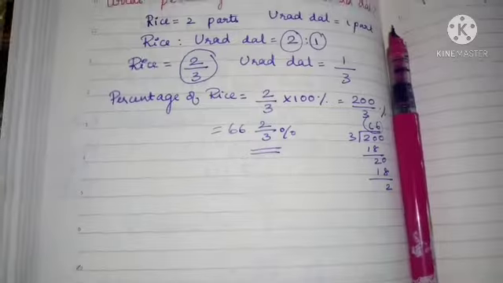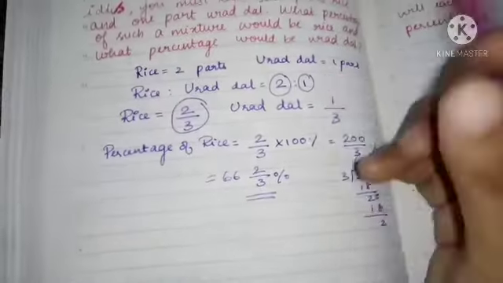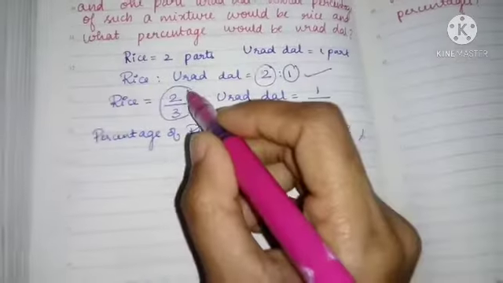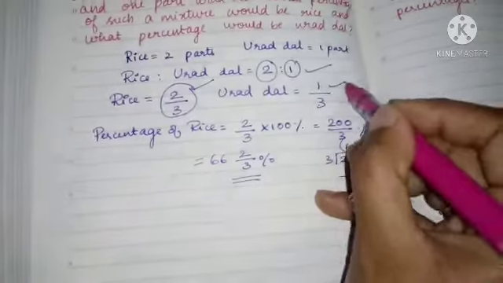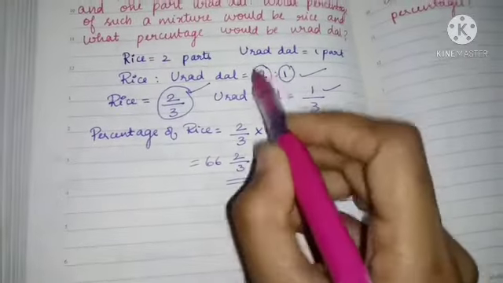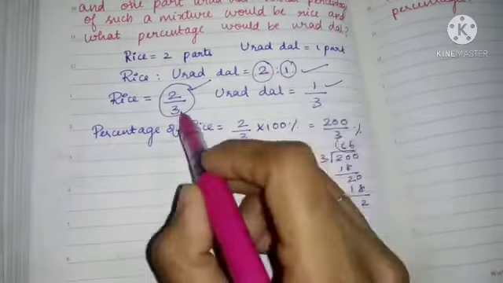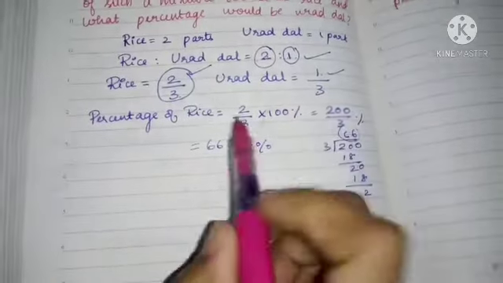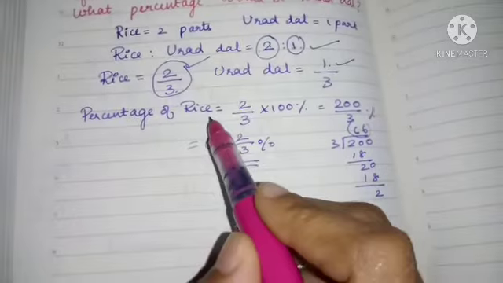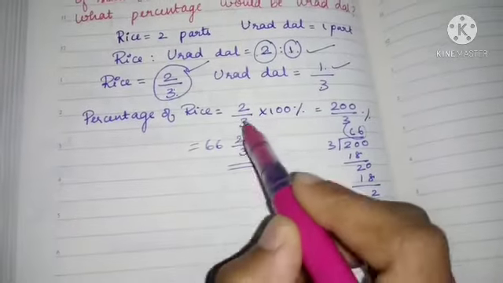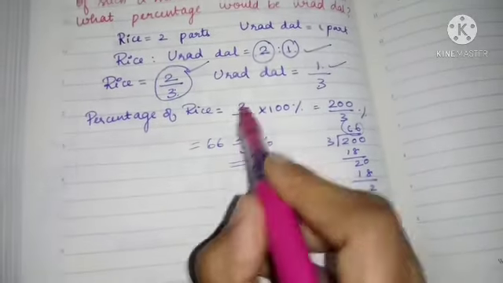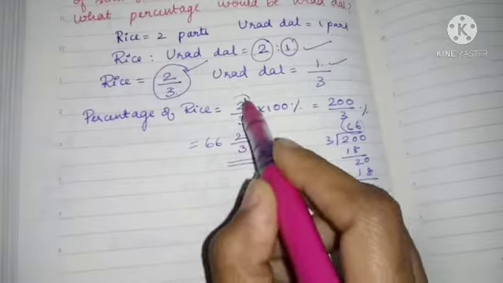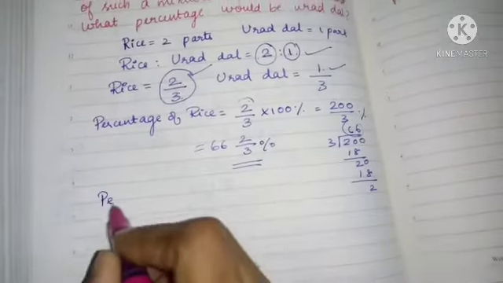Listen children, when it is given in ratio, first you convert them into fractions. First one divided by the total, 2 plus 1, 3. Second one divided by 2 plus 1, 3. Now for the percentage of rice, we take this fraction into 100 percent, because this is your fraction of rice into 100 percent.